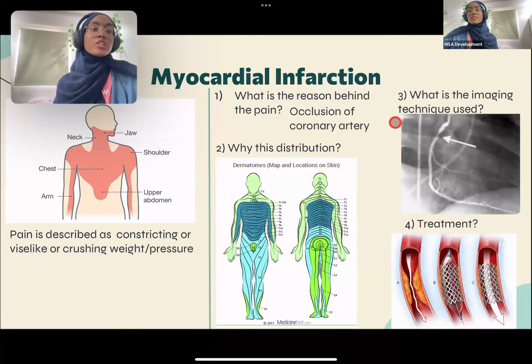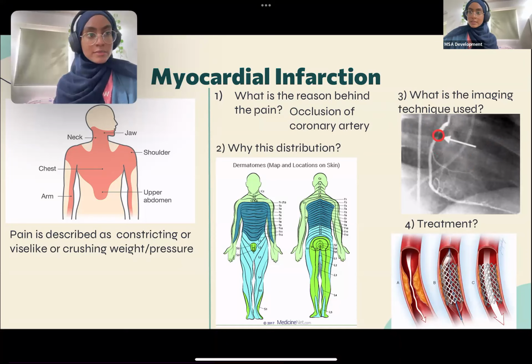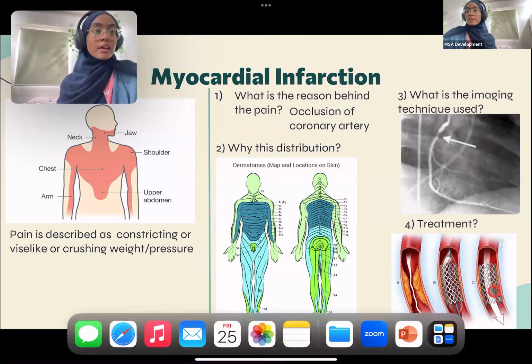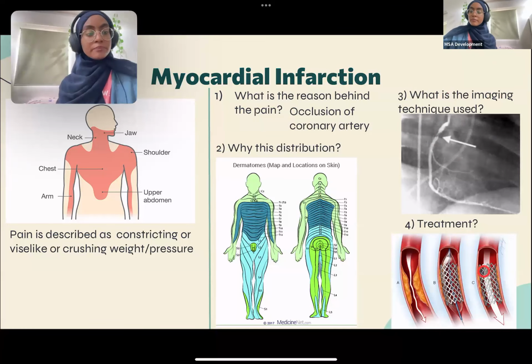What is the imaging technique used? We said angiography, right? We took this. This is an example of an occlusion. You can see the contrast is missing a bit here, okay? What is the treatment? We insert a balloon, inflate, and then insert a stent, okay?